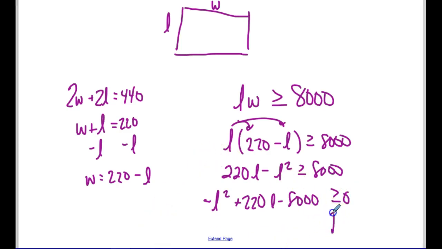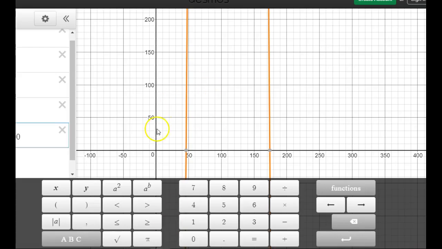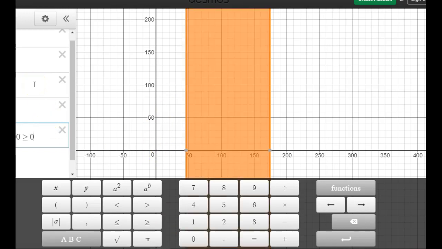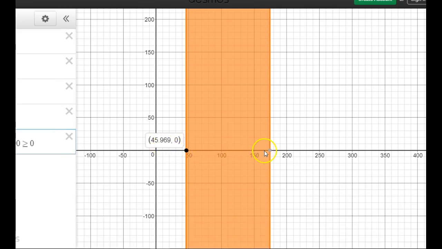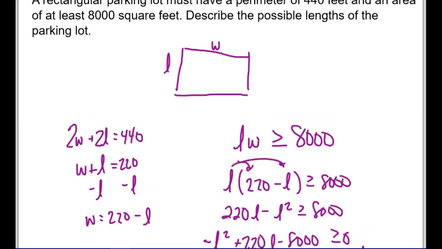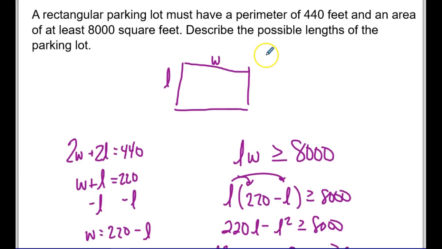So first I know that this is going to be a solid line, and that I'm going to be shading. So I can pick my point in practice. I would pick the origin, but here we're going to actually kind of greater than or equal to 0. So I see that I'm shading in between here. And this kind of makes sense. So then I can find my intercepts. So 45.9 and then 174.03. So back here, what I'm looking at is these are all of my possible lengths of the parking lot.